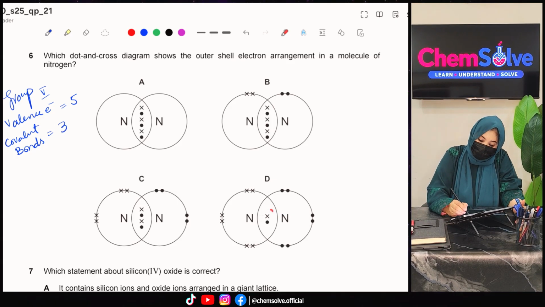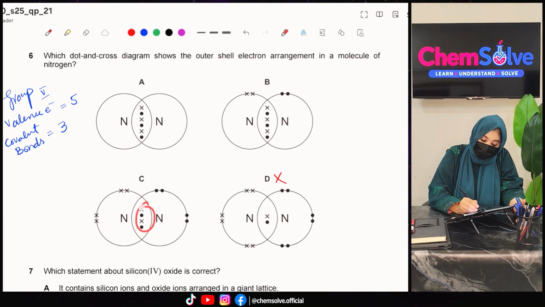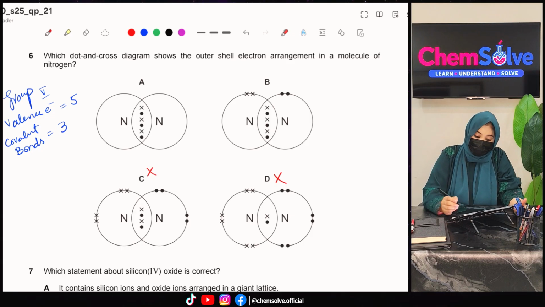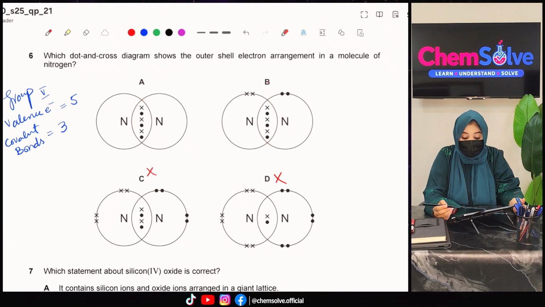Now look at option D. It is forming only 1 covalent bond, so of course this option is incorrect. Option C is forming 2 covalent bonds, so it is again incorrect. If something belongs to group 5, then it should make 3 covalent bonds. Now option B is making 3 covalent bonds, so it could be our option, and option A is also making 3 covalent bonds, so it could be our option as well.